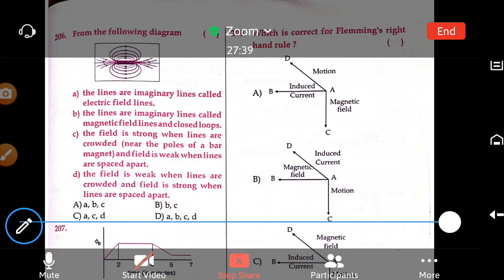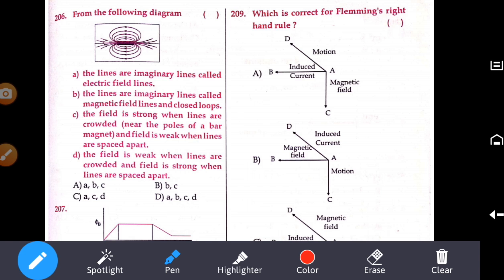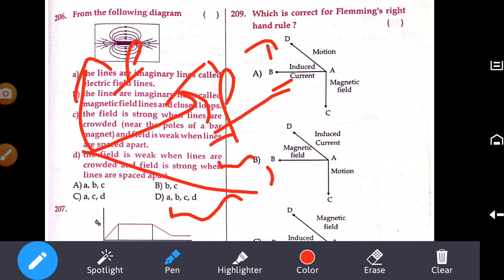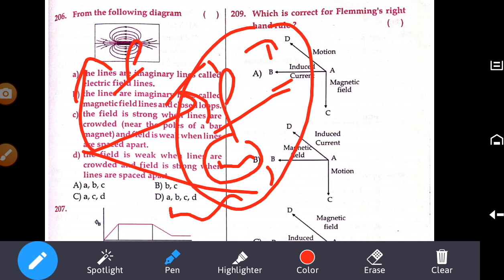Let's see the next one. According to Fleming's right hand rule, right means generator. As I said, in Ampere's right hand thumb rule, what about the middle finger and the forefinger? Forefinger and thumb tell about the force. Forefinger tells about the current and middle finger tells about the magnetic field. But in Fleming's, these two factors will be interchanged.